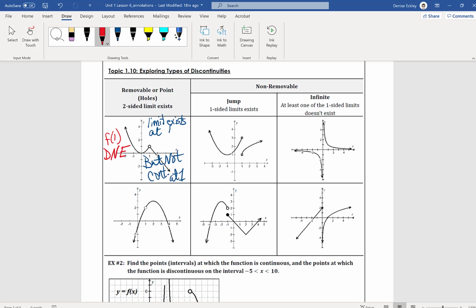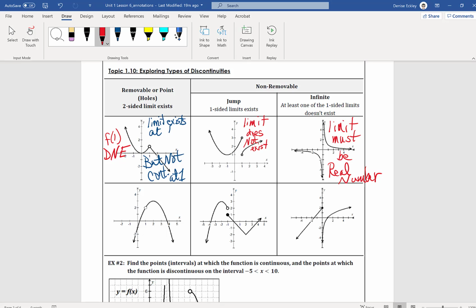You have jump, and the reason why this does not exist is besides the function, the limit does not exist. The next one is if at least one of the one-sided limits doesn't exist. And in this case, which both don't, we want to remember the limit must be a real number. It can't be infinite.